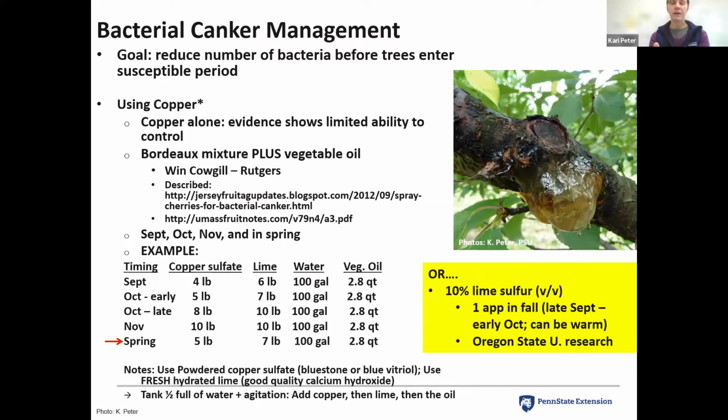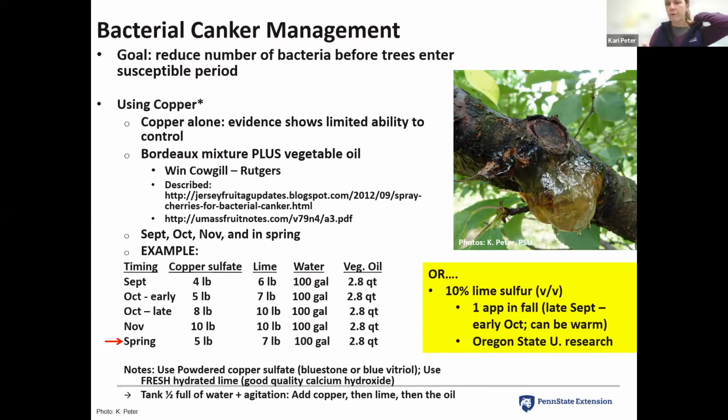Another option that came to my attention a few years ago is just doing one application of 10% lime sulfur, and that's in a volume to volume application. All you need to do is do one application in late September or early October, and then that's it. And actually, the warmer it is, the better off you are. So if it's in the 70s, that lime sulfur is going to cook whatever bacteria is there on the tree.